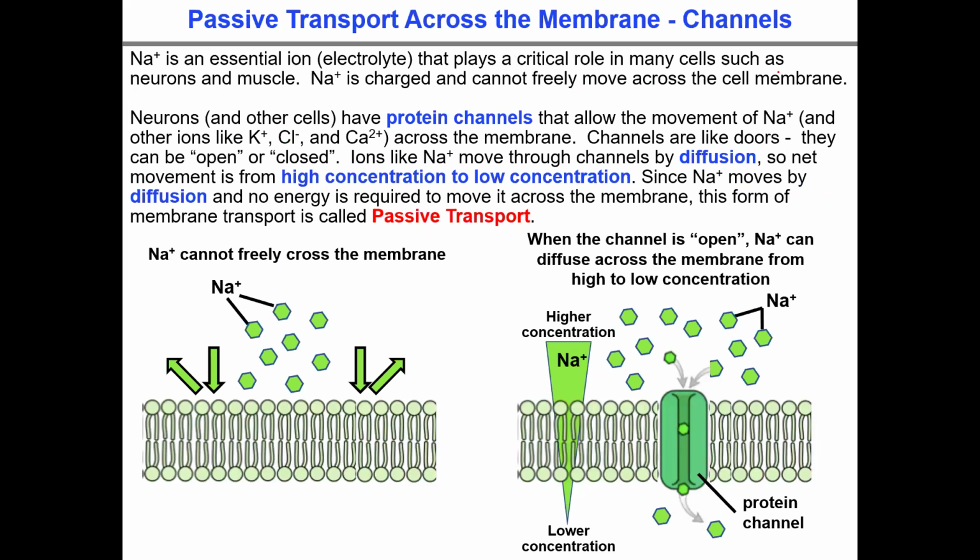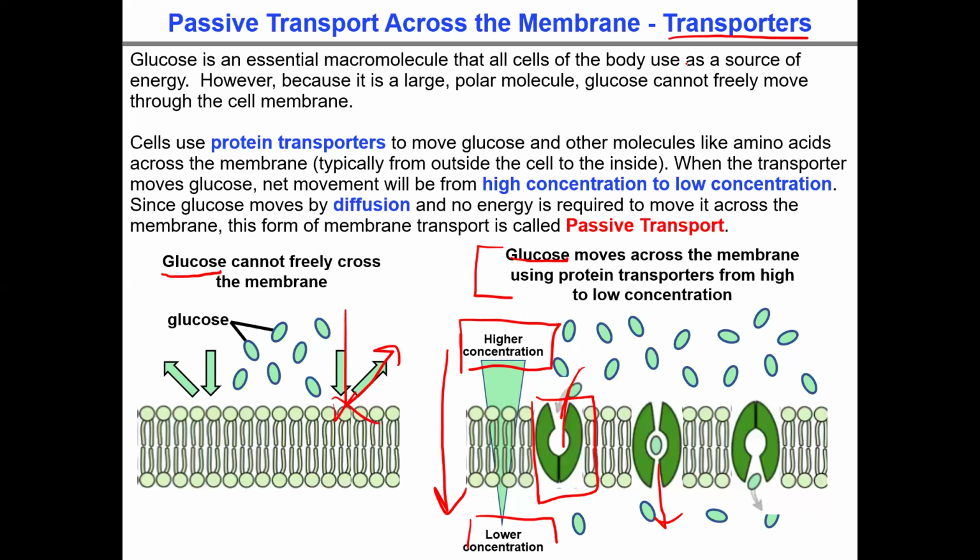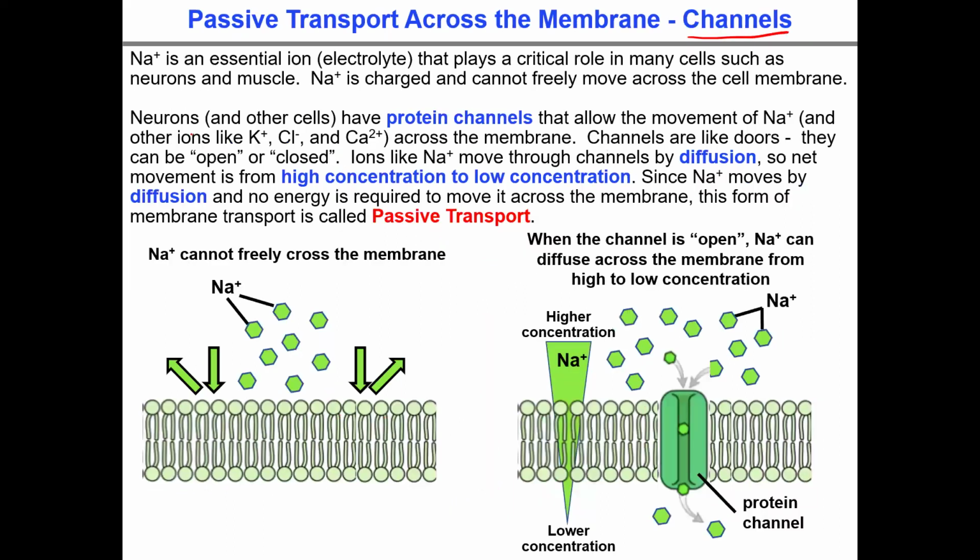Our next type is going to be channels. Now, the major difference between our transporters and our channels is going to be its ability to open or close. So in this example, we're going to look at sodium. And again, sodium is another molecule that cannot freely move across the cell membrane. So unlike water, oxygen, things like that, they cannot freely move through. And they still require some sort of passive transport. So in this case, they're going to be utilizing our protein channels.